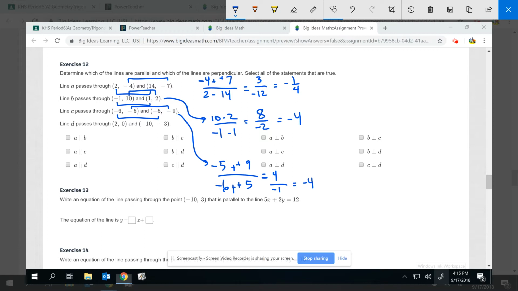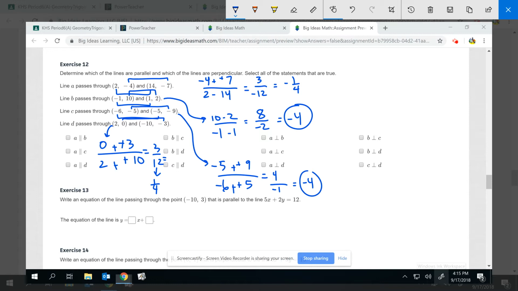So I already see some parallel ones here. So we'll go through them in a second. Let's do this last one right here. 0 minus -3. That's a double negative. 2 minus -10. Those are another double negatives. So you're going to get 3/12, which is going to reduce to 1/4. Okay, so that is going to be perpendicular to the -4.